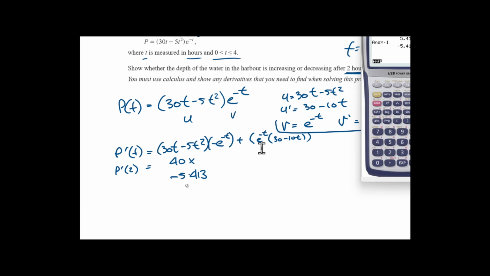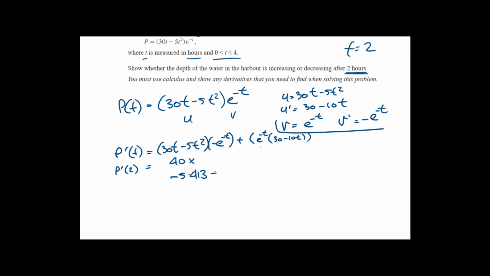so t, so e to the negative 2 times 30 minus 20, it's 10 times 2 is 20. So it's going to be plus 1.353, and that is clearly less than 0, so decreasing.